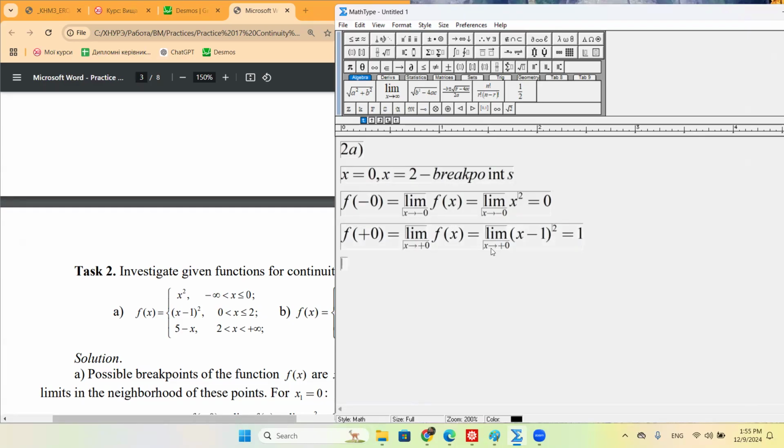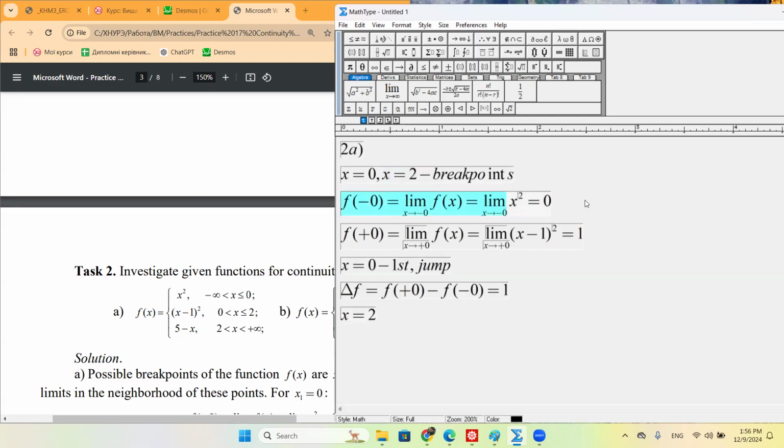So which kind of breakpoint? First. And is it removable or is it a jump? A jump of the function. And the value of the jump is 1, but let me write it in detail. Okay, now let's investigate x equals 2.